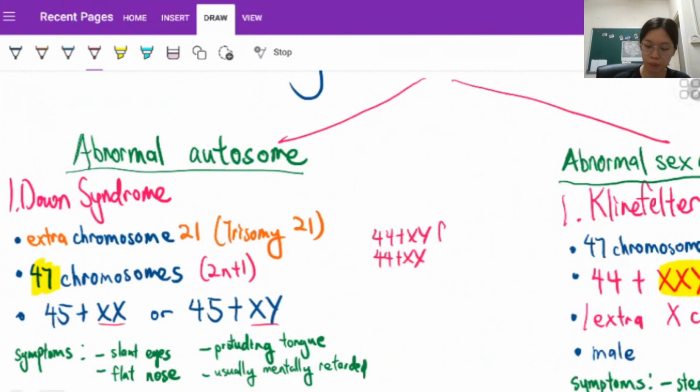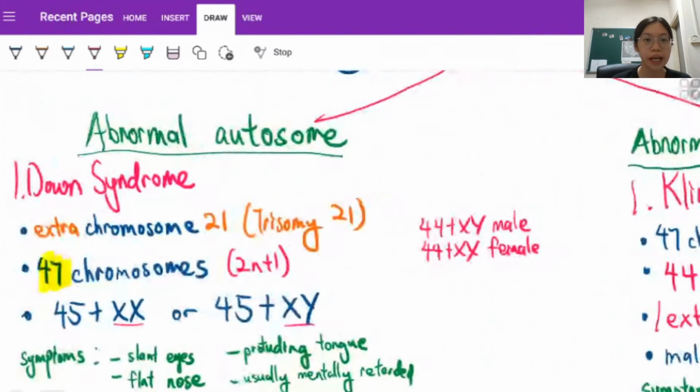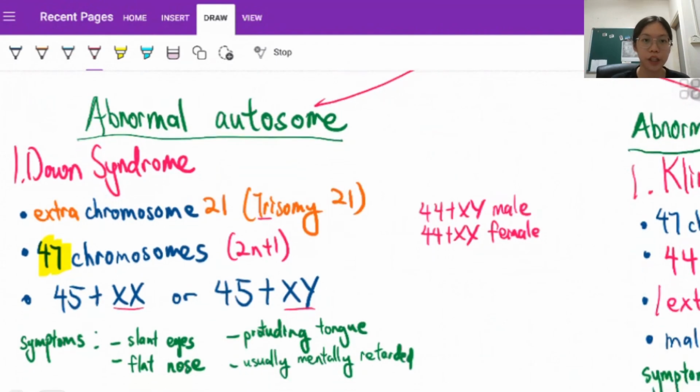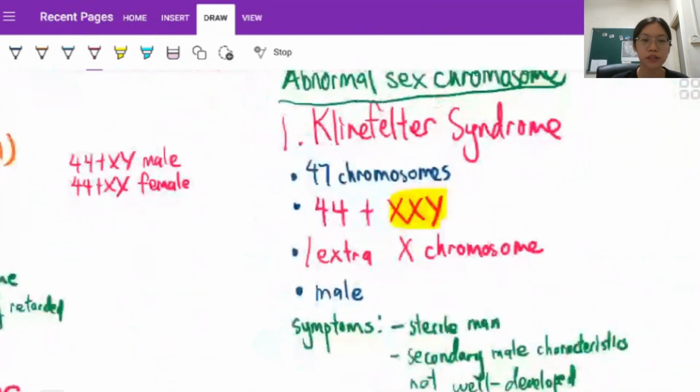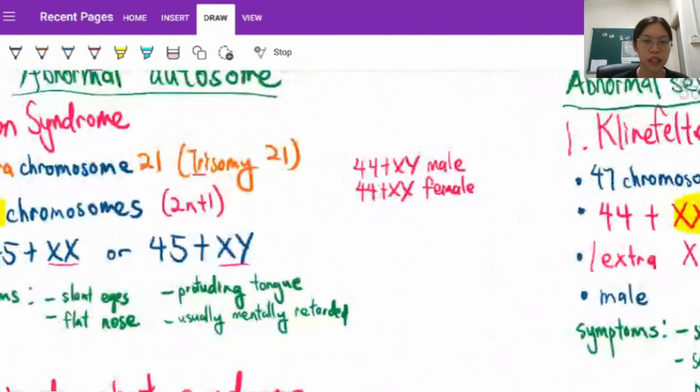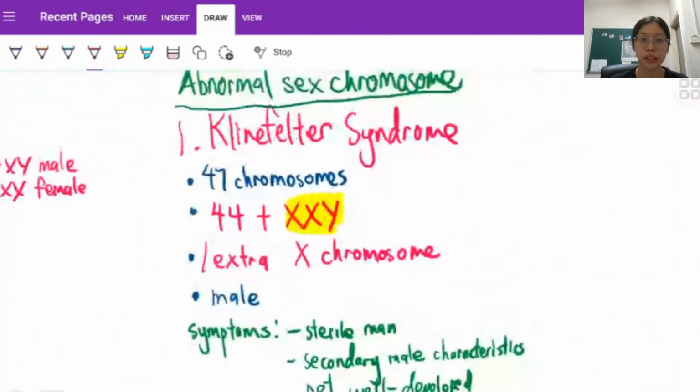This one happens to the female. Female doesn't have any Y chromosome. So it has an extra chromosome at 21. So they got three chromosome 21. That's why it's called trisomy 21. And you have to learn some of the symptoms right here. They tend to have slanted eyes, a flat nose, and a protruding tongue.